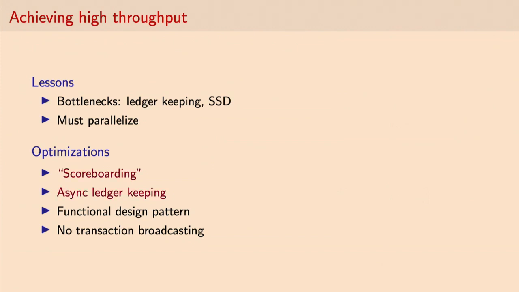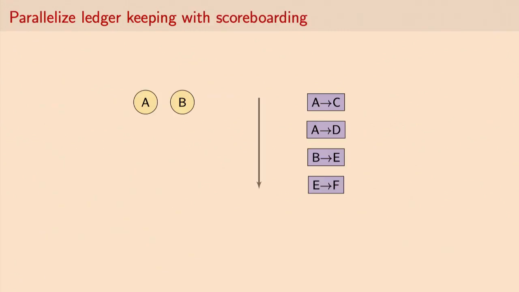So I'm going to talk about the first two optimizations here, and the rest are all in the paper. First, I'm going to talk about the scoreboarding technique. Scoreboarding is used in modern CPU designs extensively to enable parallel instructions to be executed.